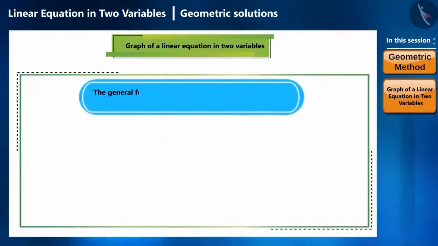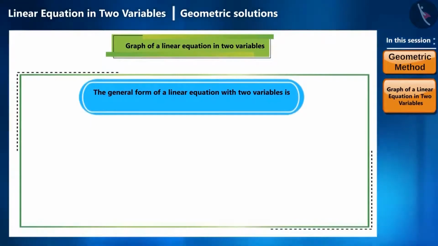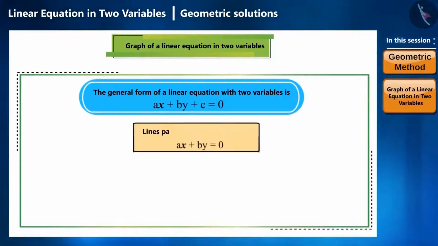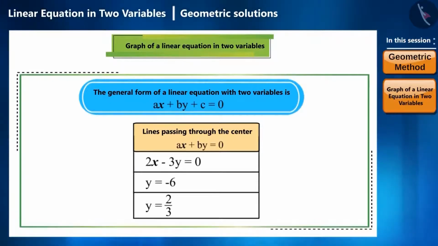The general form of a linear equation with two variables is ax plus by plus c is equal to 0. In this general form, if c is equal to 0, then the line will pass through the center. That is, it will be the normal form of a line passing through the center. You can make a graph for these equations and check whether these lines pass through the center or not.